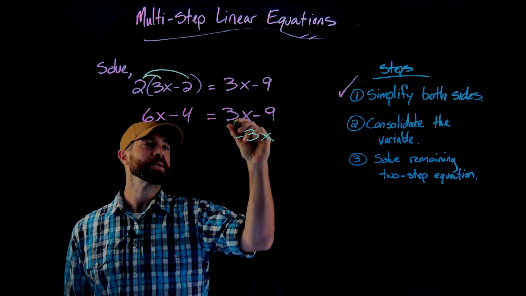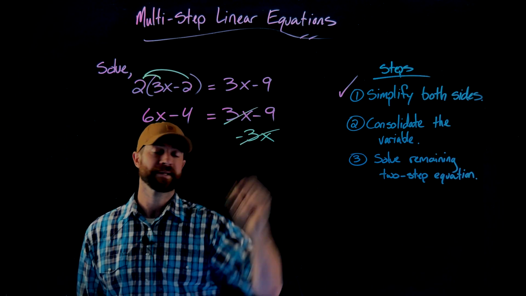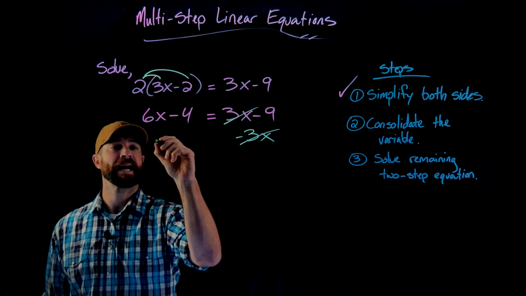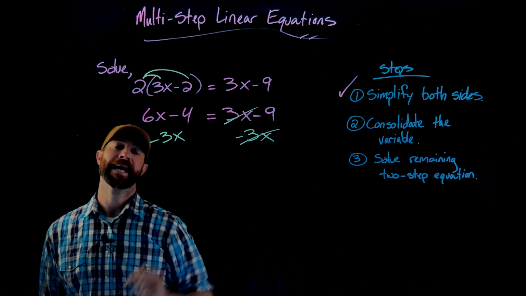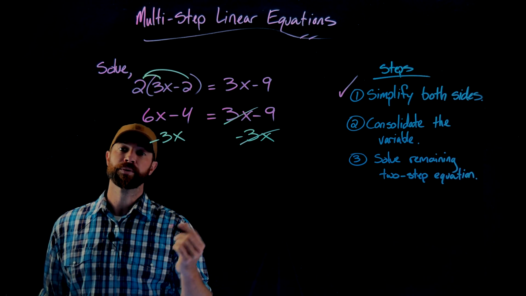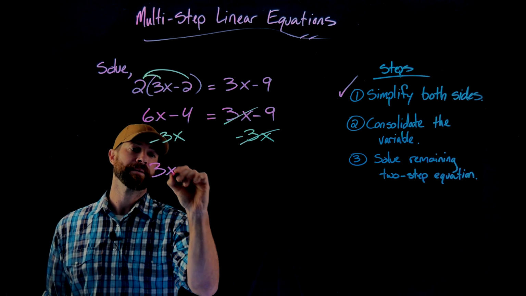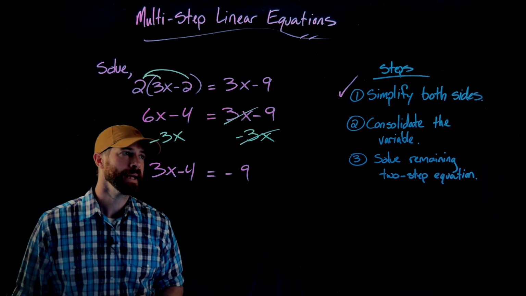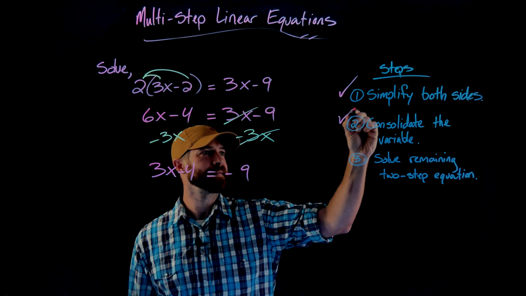Because subtracting 3 x's will take away the 3 x's we have right there, but I have to do the same on the left-hand side of the equation. I will subtract 3 x's over here. This will leave me with 3x minus 4 equals negative 9. Now we've consolidated the variable.